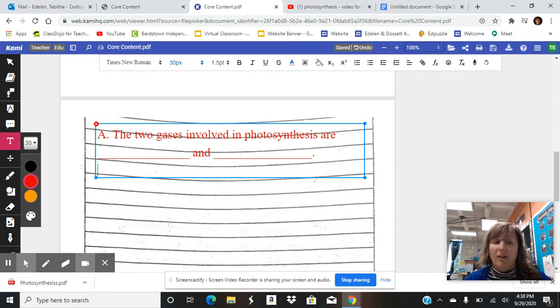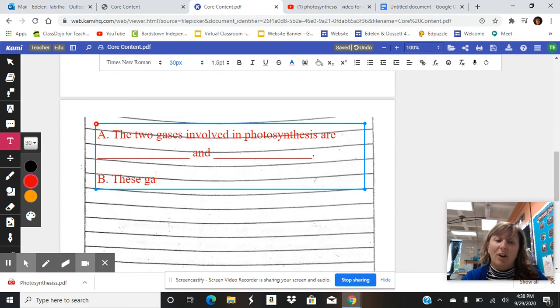So basically on part B, boys and girls, you are going to tell us how those two gases are involved in photosynthesis. You're going to tell us that process. How does it work? How are those gases involved in photosynthesis? Tell me everything you know to prove your answer.